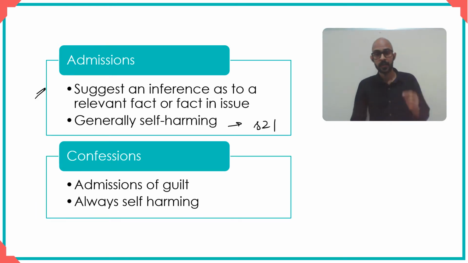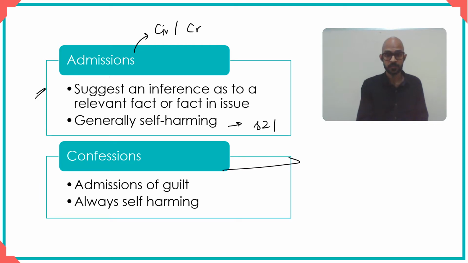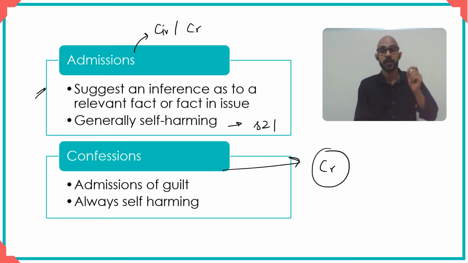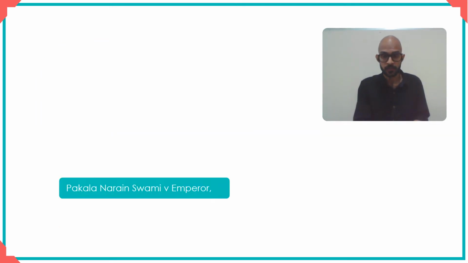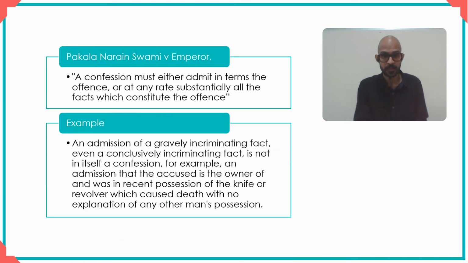On the other hand, a confession is something that always happens only in a criminal case. Admissions can be in both civil as well as criminal, whereas a confession pertains only to criminal matters. It is an admission of guilt, an unequivocal admission of guilt, which means that it is very clear when a person makes a confession that he is admitting his guilt, and therefore it is always self-harming. You can refresh your memory by looking at this case that we had discussed.